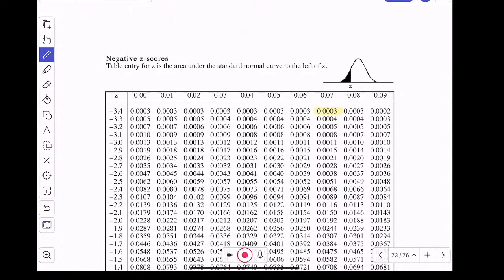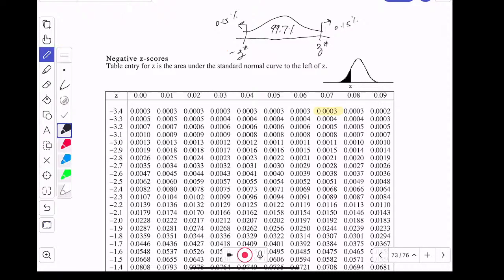So for 99.7 in the middle, that puts 0.15% on either side. And then I want to find this and this. So I'll begin here because that's the easiest. And I need to look inside the table for 0.0015 to see what threshold that gives me.